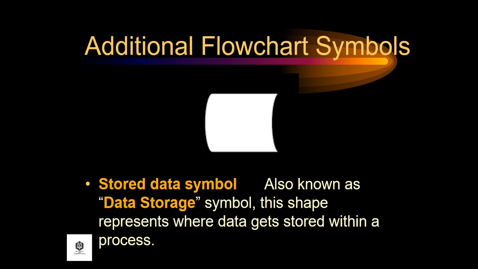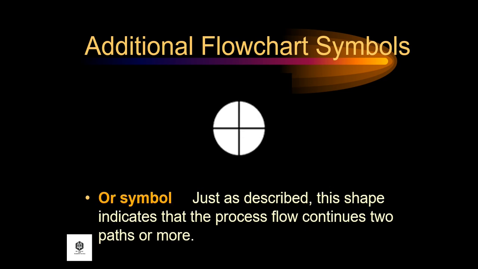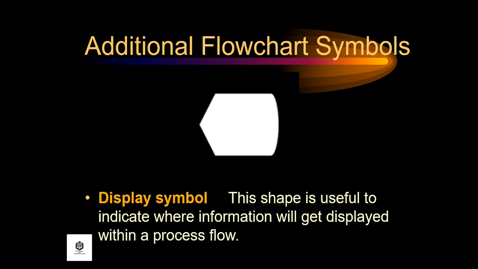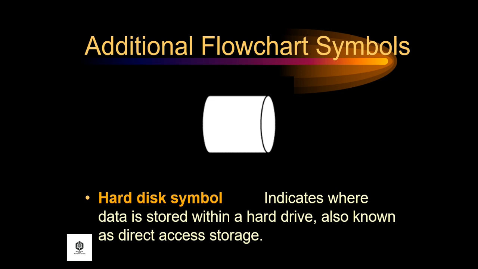Stored data symbol, also known as data storage symbol. This shape represents where data gets stored within a process. Or symbol. Just as described, this shape indicates that the process flow continues on two paths or more. Display symbol. This shape is useful to indicate where information will get displayed within a process flow. Hard disk symbol indicates where data is stored within a hard drive, also known as direct access storage.